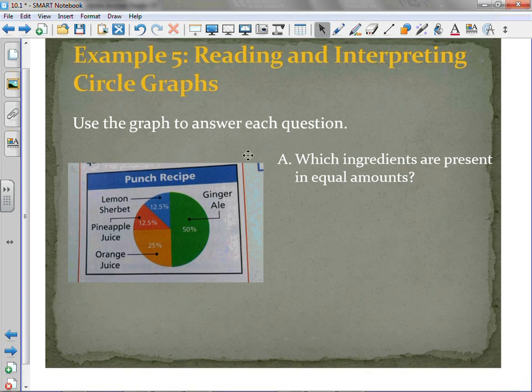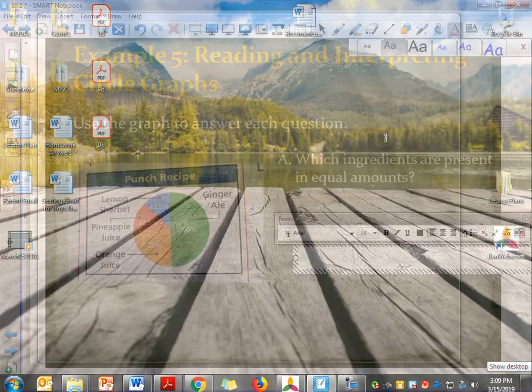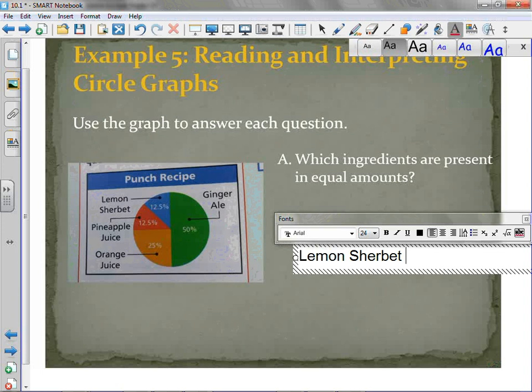So just one question for the circle graph, about a punch recipe. Which ingredients are present in equal amounts? So we want the same percentages for multiple ingredients. Looking at these percentages listed, the clear answer is lemon sherbet and pineapple juice.